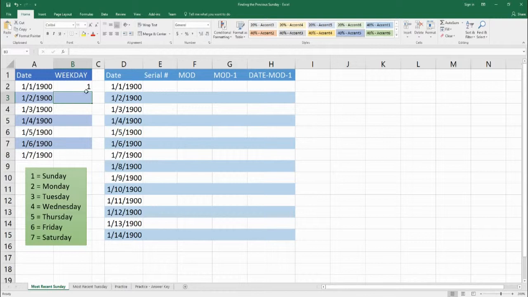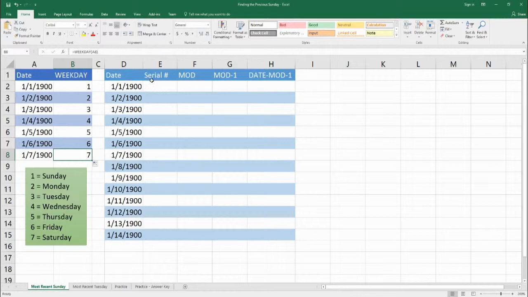So let's look at January 2nd, 1900. We should get a 2 because 2 represents Monday. It's the next day. So we type in equals WEEKDAY. Our serial number is here in A3 under January 2nd, 1900. And that gives us a 2. Okay, 2 means Monday. So if we take this formula and bring it down for the rest of the table here, we get the numbers 1 through 7. And the 7th day of January 1900 comes out as a 7, and that's a Saturday.